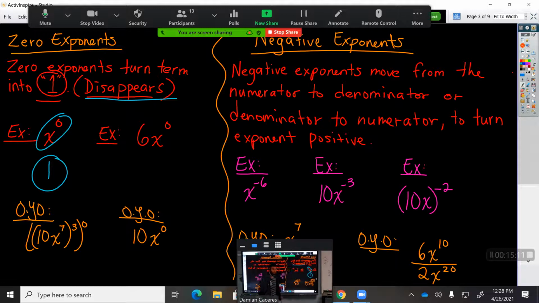Now, don't let me trick you on the second one. What has a zero exponent here? The X. But what's the exponent on the 6? A 1 always. So this is actually x to the 0, which is 1. And 6 times 1 equals 6. So be careful. Don't let them trick you by putting a number in the front. Whatever has a 0 exponent turns into a 1, but then you multiply.